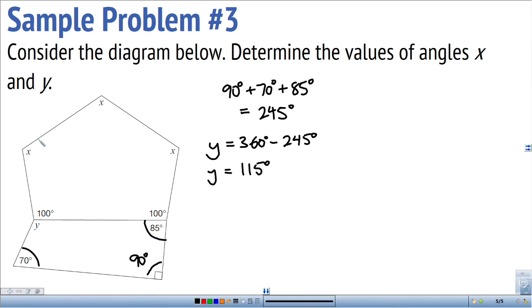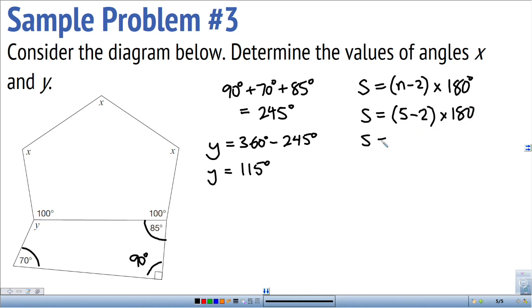Now let's look at angle x. So these are all labeled angle x, so that means they're all the same. So in a 5-sided shape, remember, if you don't remember the sum of the angles in a pentagon, we can always use this relationship, right? S is equal to n minus 2 times 180 degrees. So this is a 5-sided shape, so I'm going to replace n with 5. I'm going to subtract 5 minus 2 here, so that's 3 times 180 degrees. So that's 540 degrees.